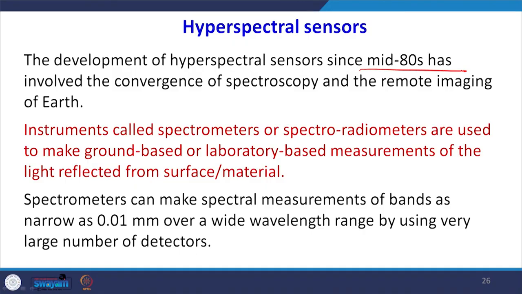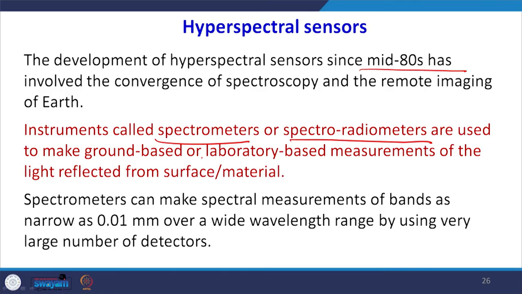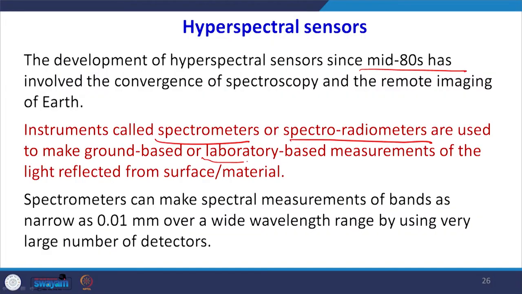This hyperspectral sensor was developed in the mid 80s using the principle of spectroscopy. This has actually converted the spectroscopy and remote sensing imaging of the earth. So we are taking the characteristics of spectroscopy and applying it to the image in order to do a very detailed classification. We are using instruments like spectrometers or spectroradiometers to take ground based measurements. We have learned in our previous lecture how to take the measurements, or sometimes we simulate them. We also take laboratory based measurements of those materials. Once we know the characteristics of the materials which we want to characterize from the satellite images, we use that information as an input in order to classify the satellite images.